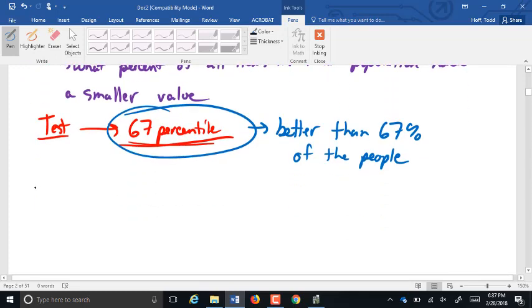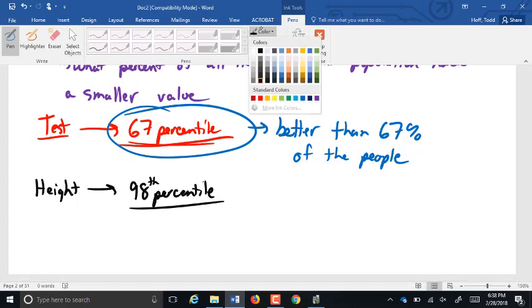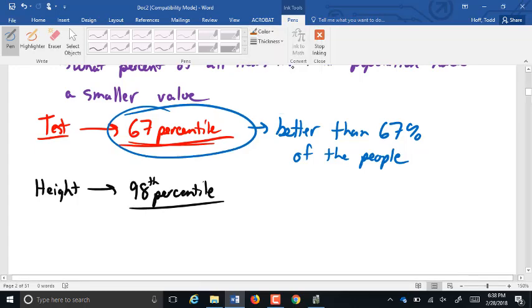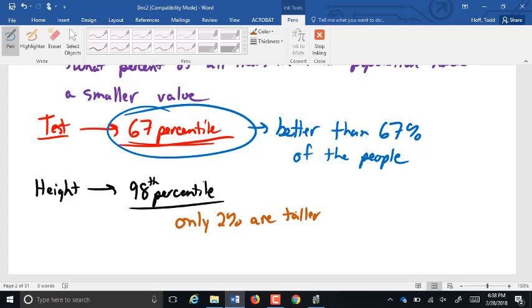Let's say your child's height, they tell you that your child is in the 98th percentile for height for their age group. What does that mean? Well, that means they're one of the tallest. Only 2% are taller, or 98% are shorter in that age group. So your child is one of the tallest individuals in that age group.